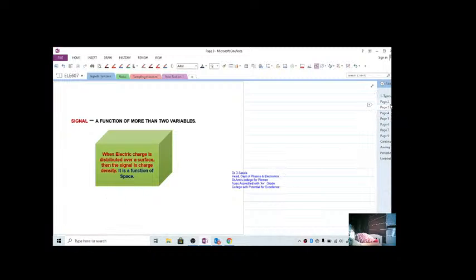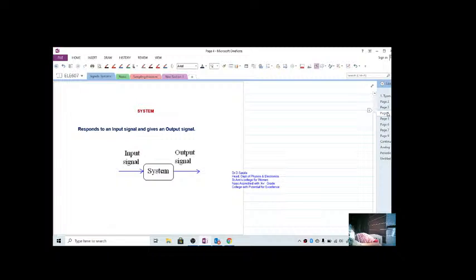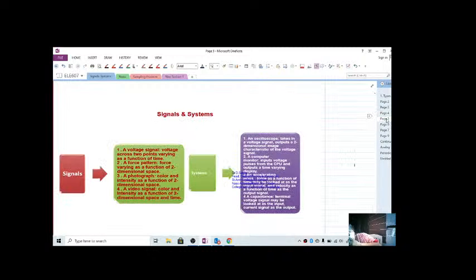So like this we have different signals that are coming. Now, what is a system? When you say signal, what is a system? System is something which processes the signal. That means you are sending some input signal to a system and you are getting something at the output. So now what is the signal and what is a system?